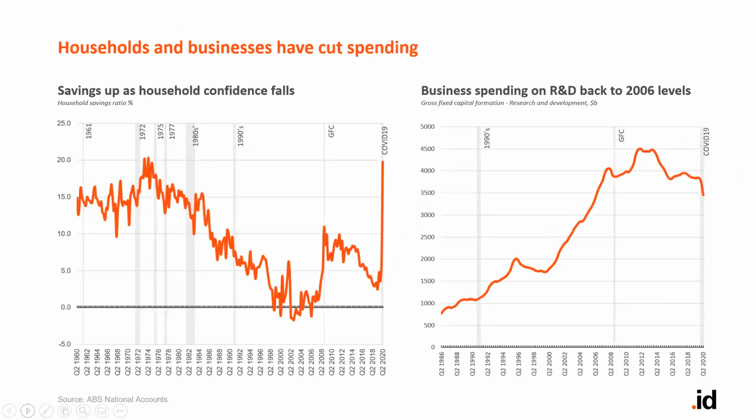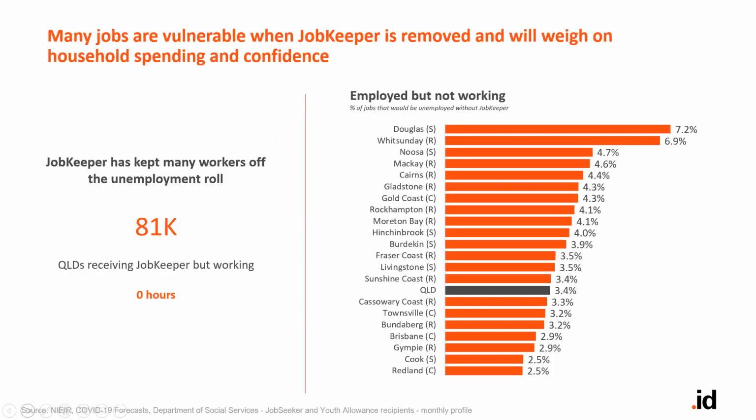So households and businesses have cut spending. We're seeing that come through the economy at the moment. Our household savings are up, and also our business spending on research and development is back to our 2006 levels. So many jobs are vulnerable when JobKeeper is removed, and this will weigh on our household spending as well as our confidence.